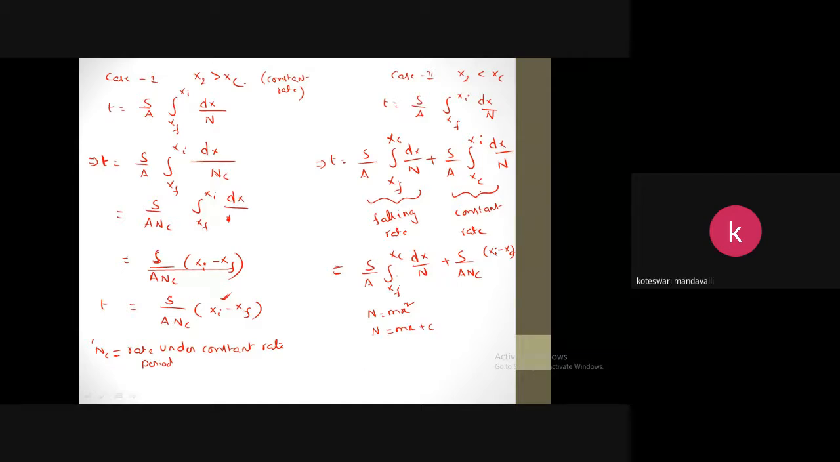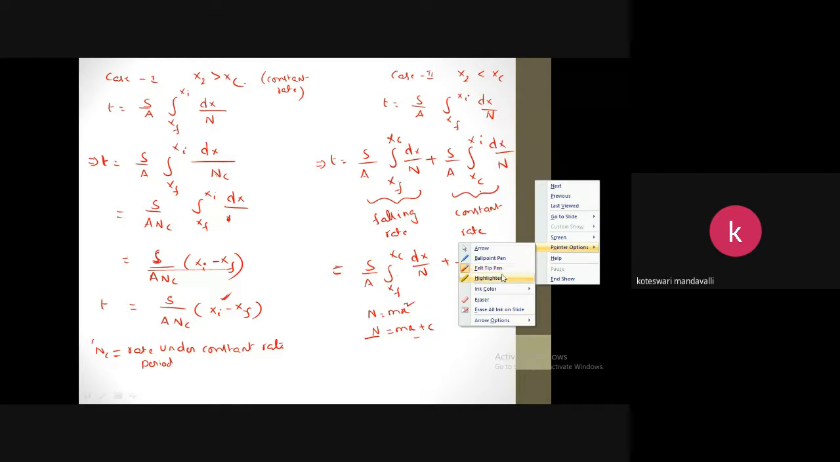So based on the relation between this n and x, you can substitute this relation here and you can integrate further.